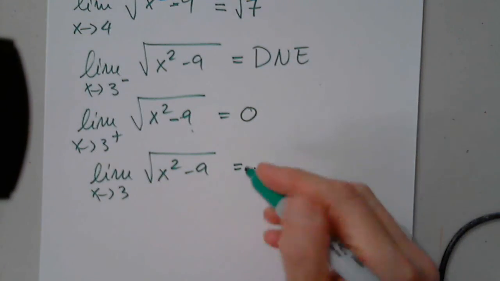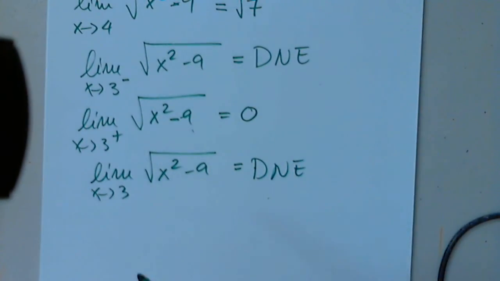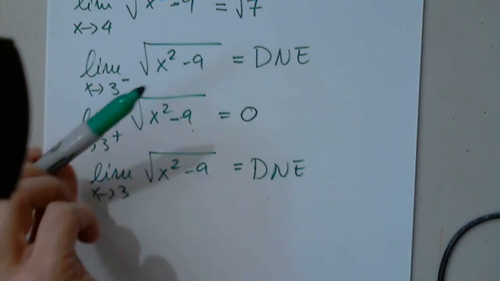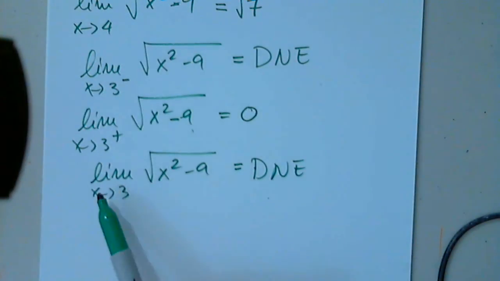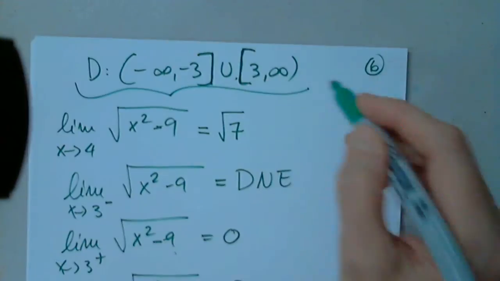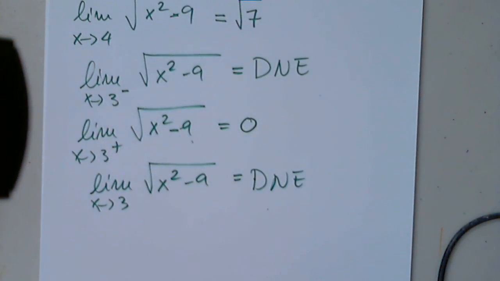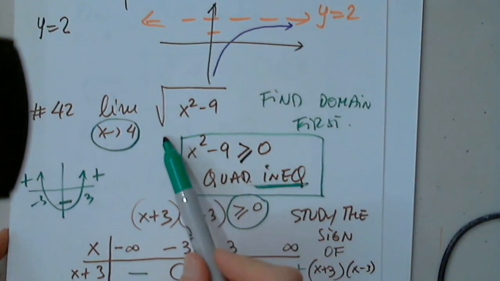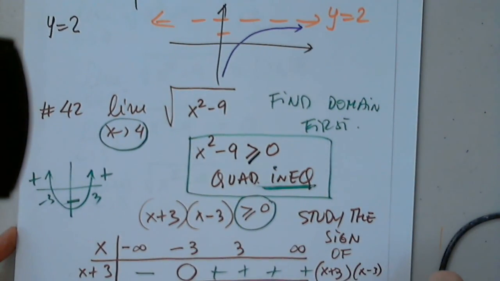Does not exist. Of course. Because the limit from the right is 0, but the limit from the left does not exist. So the limit from either side cannot exist. That's why, as you see, there are many, many different functions. That's why I cannot give you a recipe.